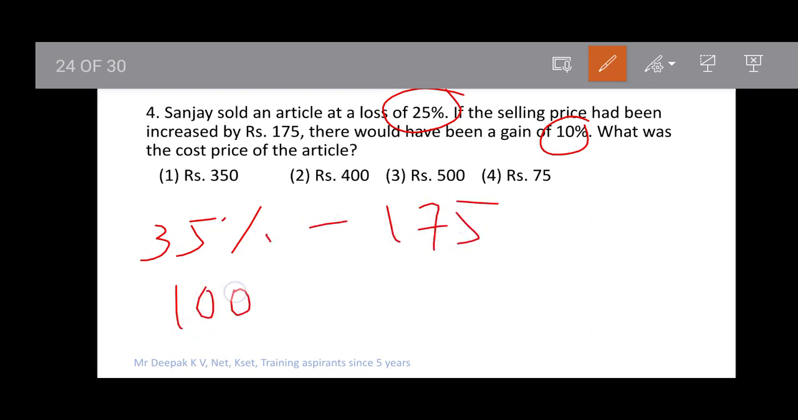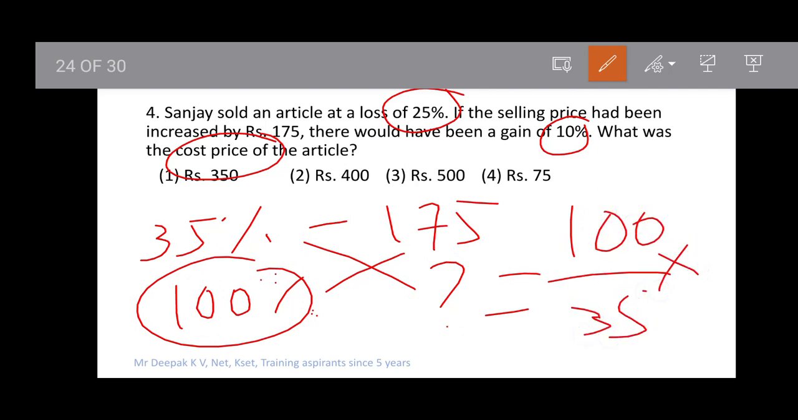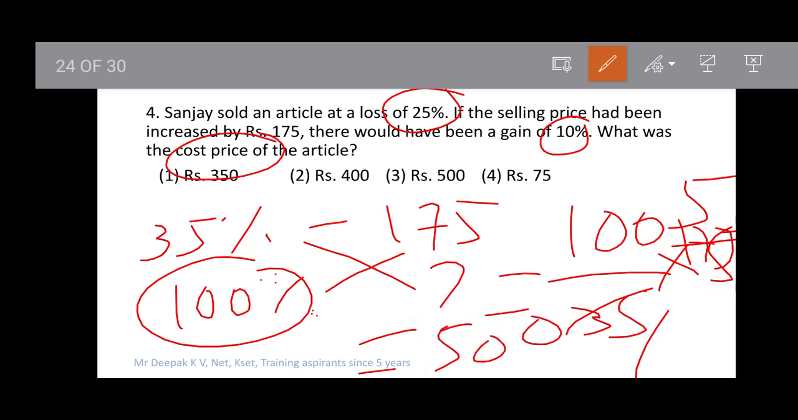What we need is 100%, right? So what is asked? Cost price of the article. So if the sales price of the article is asked, in that case we would have written this as 110. So here this will be like 100 by 35 into 175. 35 ones are, 35 5s are, so your answer should be 500. Option 3 is our answer.